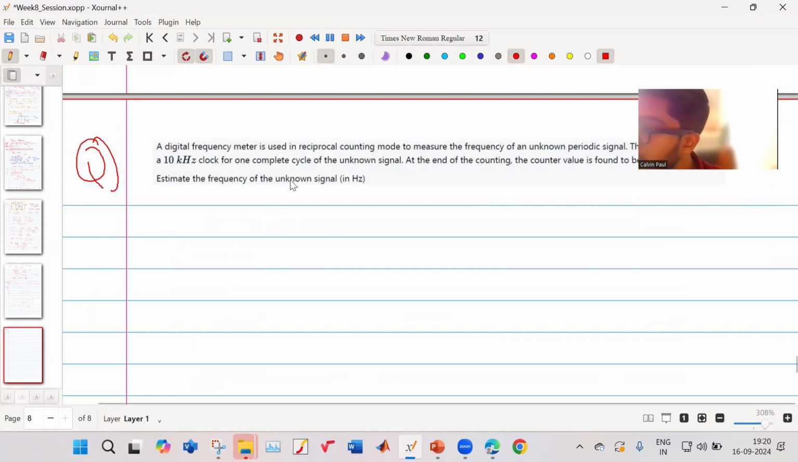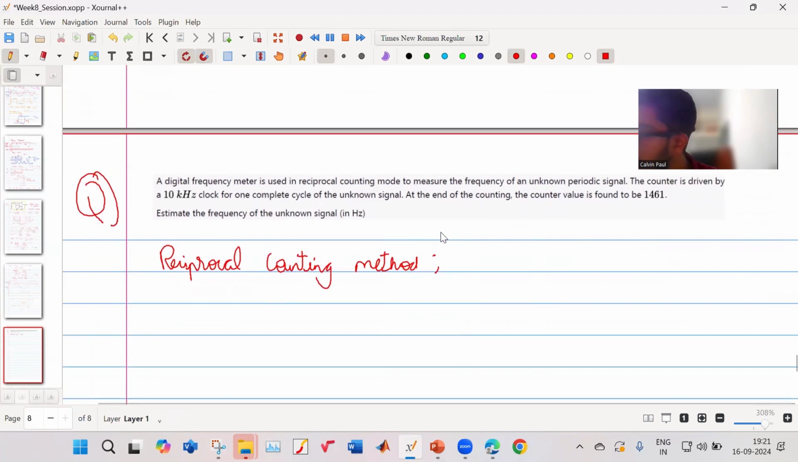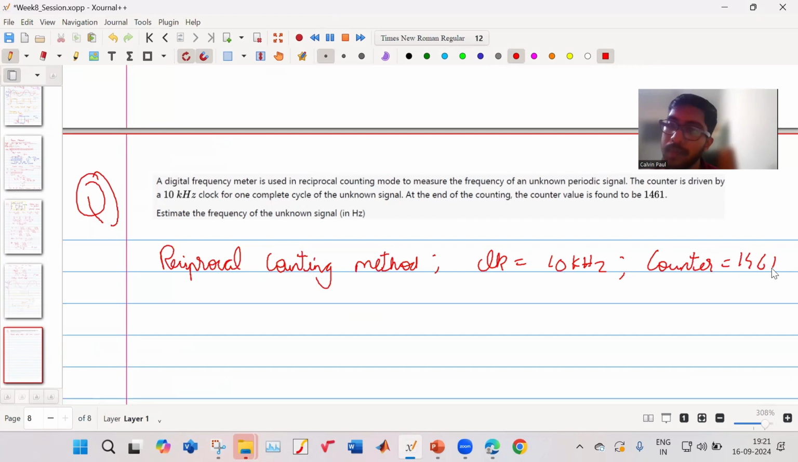So first we must note down it is reciprocal. Okay, it is a reciprocal counting method. It is used to measure frequency of an unknown periodic signal. The clock frequency is 10 kilohertz. Now the counter value is 1461.